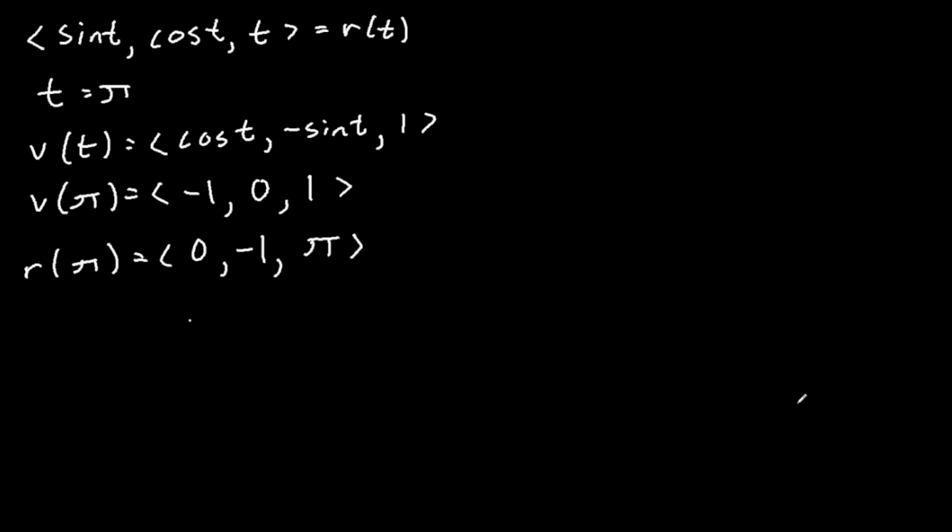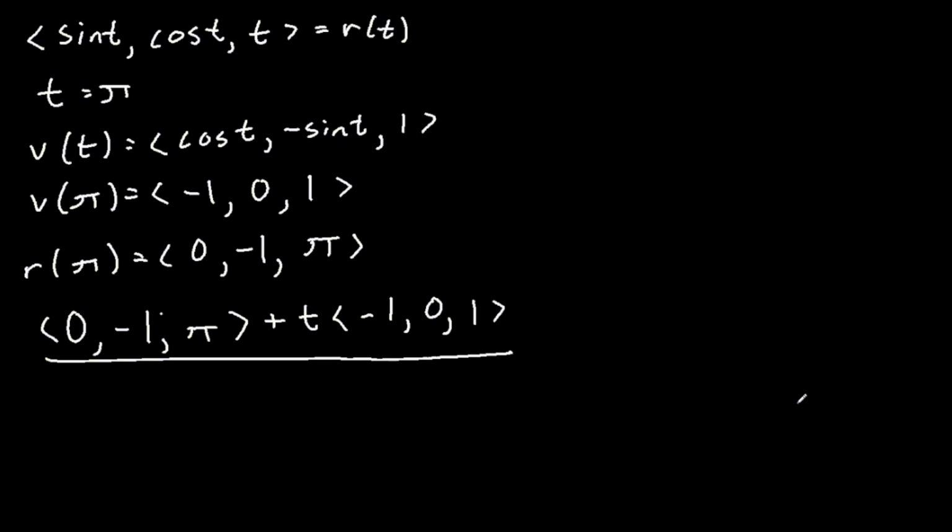All we have to do is just plug these values into the vector equation of a line. The first vector here is typically any point on the line, and then the second vector is multiplied by t, and this vector is any vector that is parallel to the line. So this is our answer. This is the vector equation of a line that is parallel to this space curve at t equals pi.